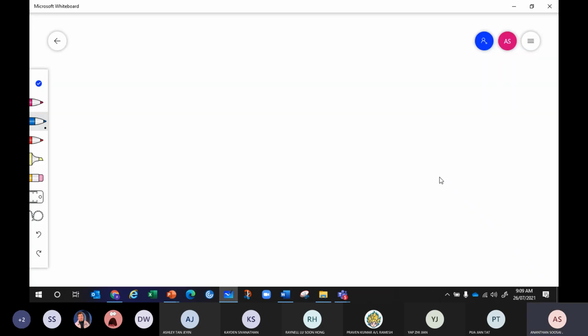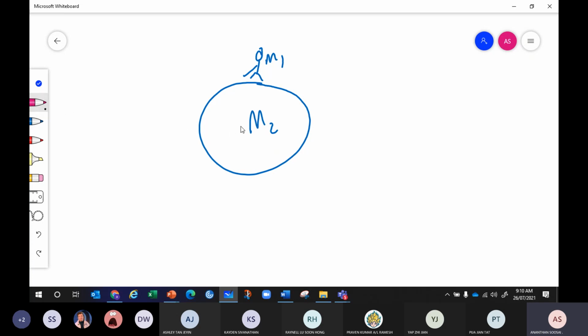Let me go to the whiteboard. Let's say this is the Earth. You are standing here. You are M1. The Earth is M2. According to Newton, M1 and M2 are attracted to each other, so you are pulled down. But let's say you move to the center of the Earth. You are surrounded by mass everywhere. According to Newton, your body as a mass is surrounded by the Earth's mass. So in which direction is the Earth going to pull you?